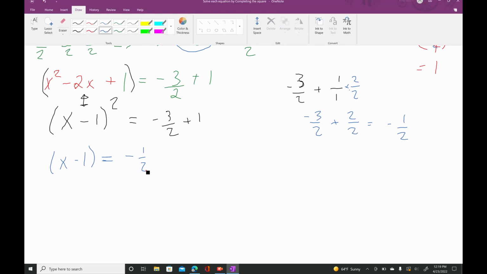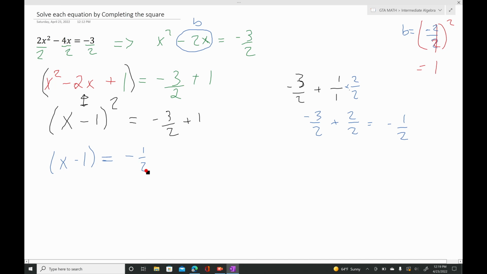You might have thought we were finished, but boy, we are not. Since this is squared and we're solving this equation, now we have to use the square root property to get x by itself. When we use the square root property on a squared function, this cancels out. So now we're left with x minus 1 equals, on this side, a plus or minus, and then we're still trapped with this negative 1/2.